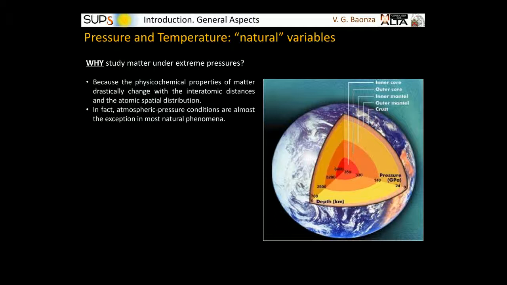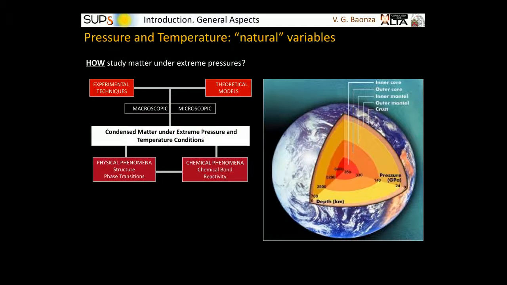How do we study high pressure? Well, that's the point of most of the talks of this introductory school. It's because we need, and it's almost a requirement now in high pressure studies, both experimental and theoretical techniques. And if you look at the journals and most recent publications, you will realize that the interaction between theory and experiment is almost like a requirement for publication, okay?